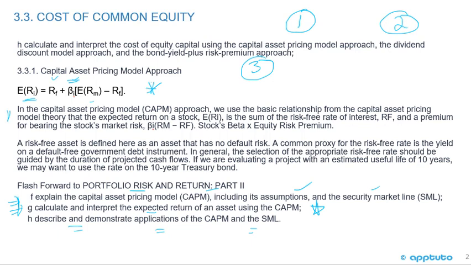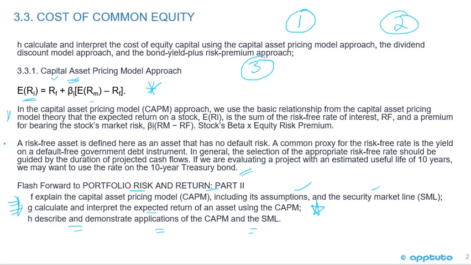A risk-free asset here is defined as an asset that has no default risk. A common proxy for the risk-free rate is the yield on a default-free government debt instrument. In general, the selection of the appropriate risk-free rate should be guided by the duration of the projected cash flows. If we are evaluating a project with an estimated useful life of 10 years, we may want to use the rate on a 10-year treasury bond.